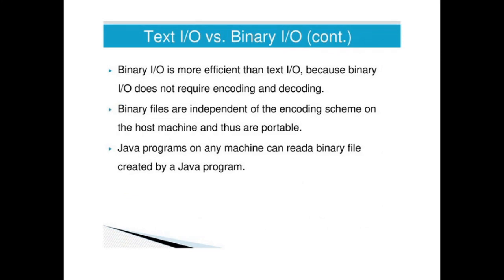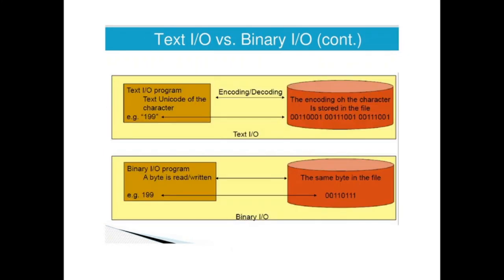Binary input output is more efficient than text. I have already taken this up, because binary input output does not require encoding and decoding. In case of a text file, we have to encode it first into text, and then it is converted to binary. This decoding and encoding goes hand in hand each time we read or write text data. Binary files are independent of the encoding scheme on the host machine and thus are portable. Java programs on any machine can read a binary file created by a Java program.